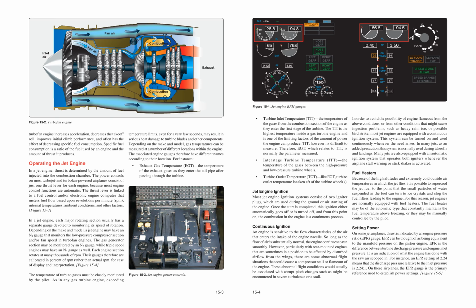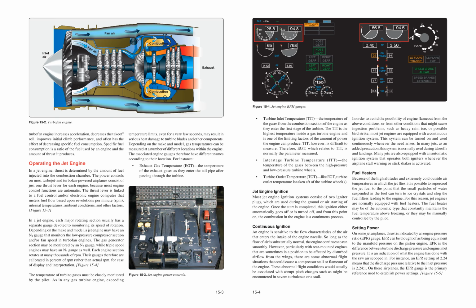Interstage turbine temperature, ITT, is the temperature of the gases between the high-pressure and low-pressure turbine wheels. Turbine outlet temperature, TOT, like EGT, is taken aft of the turbine wheels. Jet engine ignition. Most jet engine ignition systems consist of two igniter plugs, which are used during the ground or air starting of the engine. Once the start is completed, this ignition either automatically goes off or is turned off, and from this point on, the combustion in the engine is a continuous process.